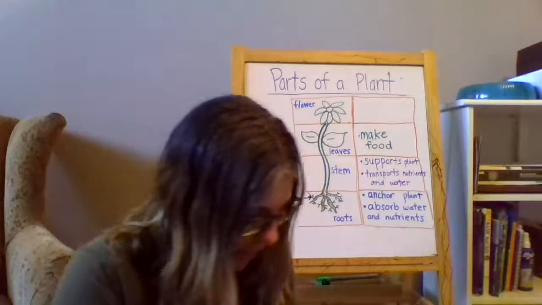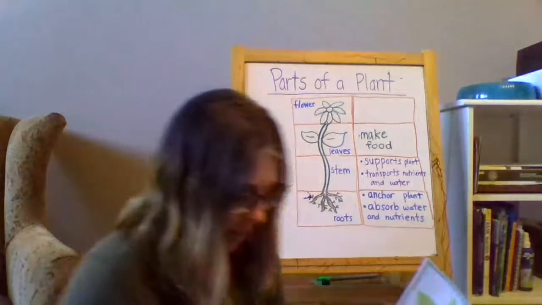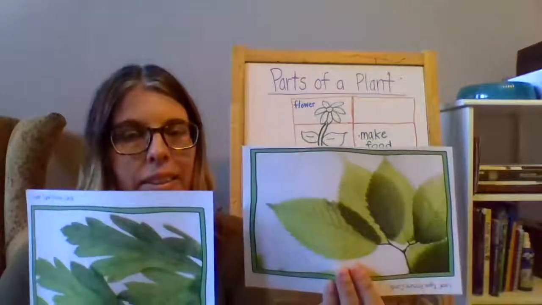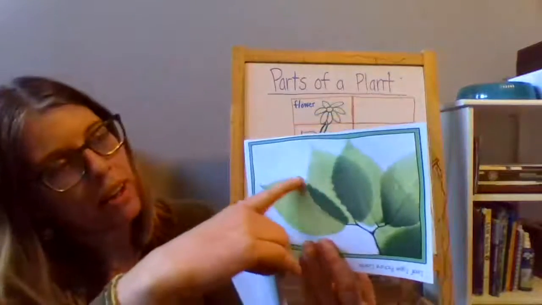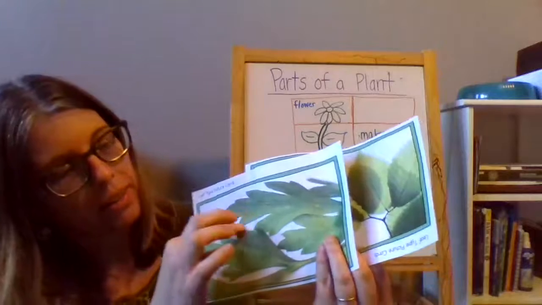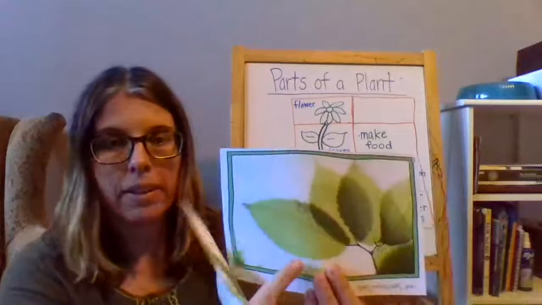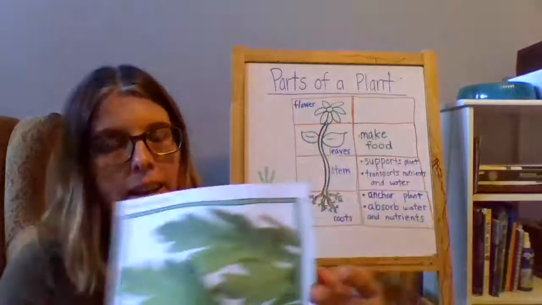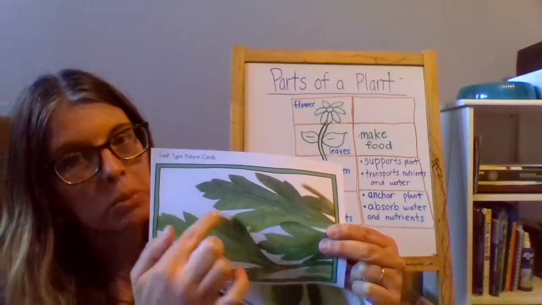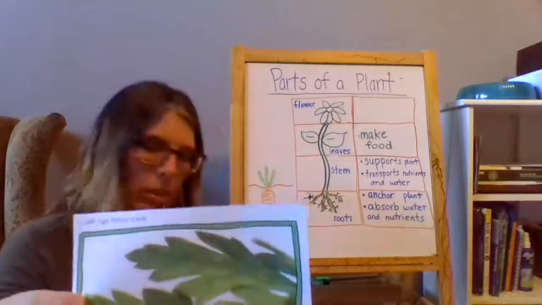Let's look at these two. Okay, I want you to look around the edge of this one and look around the edge here. Do you see how this one is jaggedy? And although this one goes in a little bit, the edge of it is smooth. So this you would call a smooth leaf.